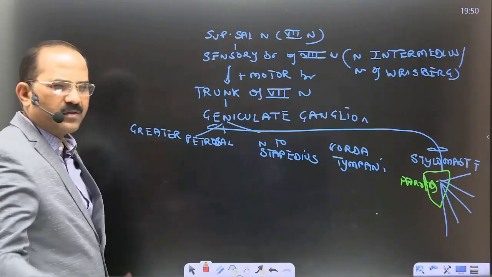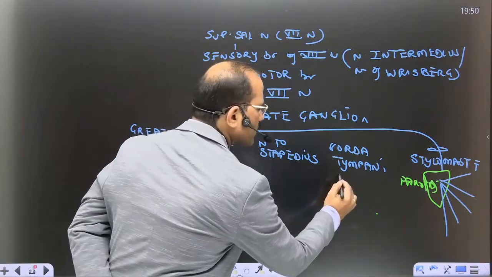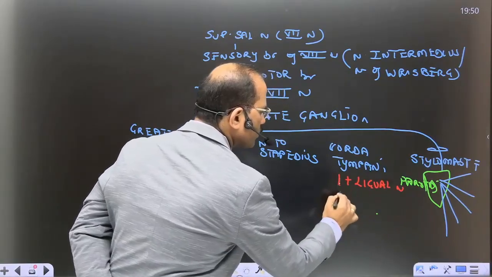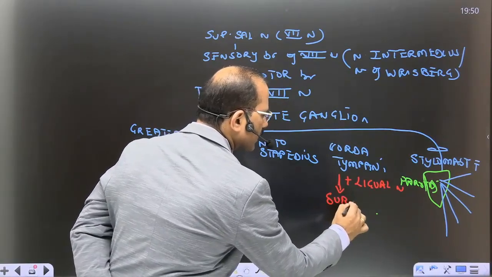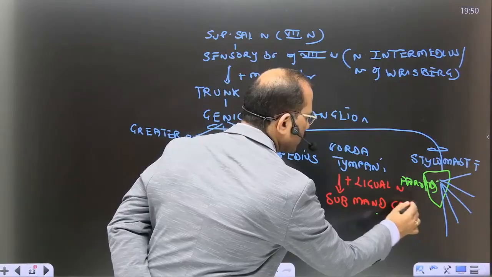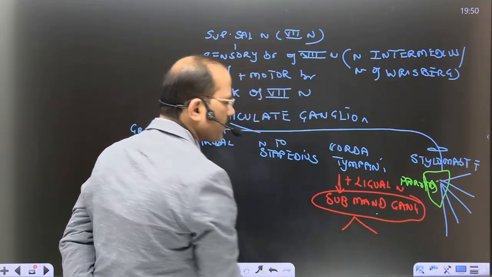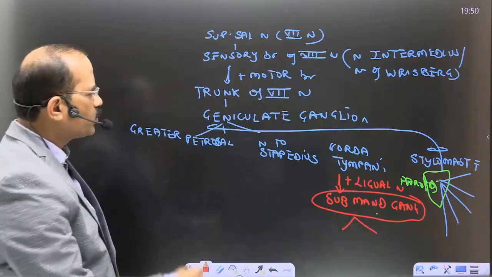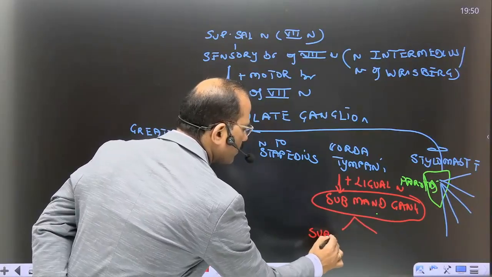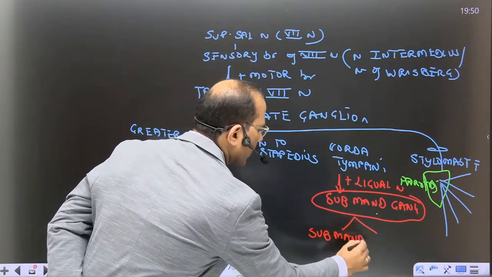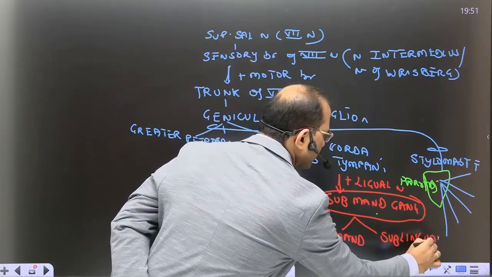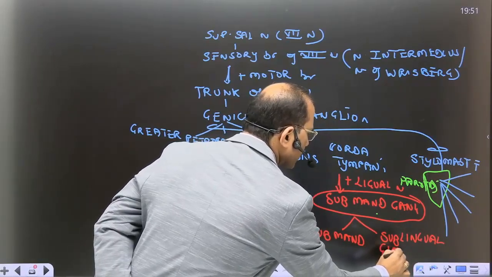Now, we'll trace the chorda tympani. Chorda tympani, we know this, comes and joins with the lingual nerve. Lingual nerve goes to a ganglion. What is that ganglion? That's the submandibular ganglion, and it now supplies two glands. So chorda tympani joins with the lingual, goes to the submandibular ganglion and supplies the submandibular and the sublingual gland.